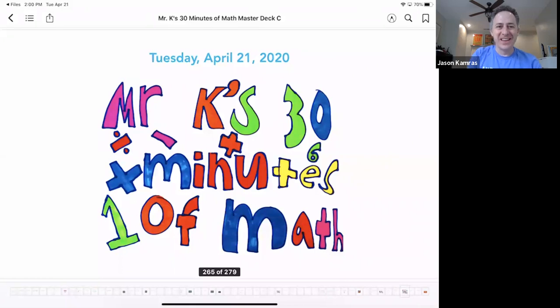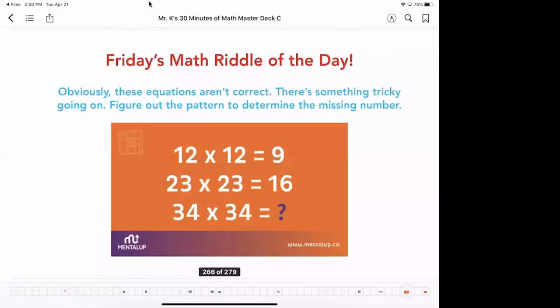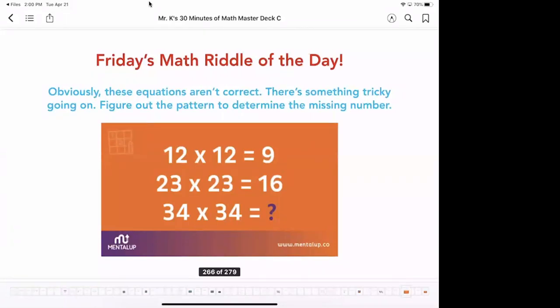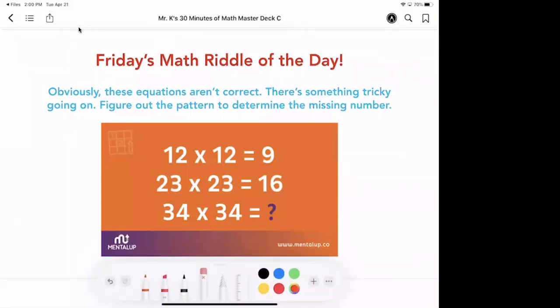Let's start with our riddle. As you recall, this was our riddle from yesterday, and we had these three math equations, and they didn't actually make sense because we know that 12 times 12 is not equal to 9. In fact, 12 times 12 is 144. By the way, maybe you remember 12 times 12 is the same as 12 squared, which means 12 times 12.